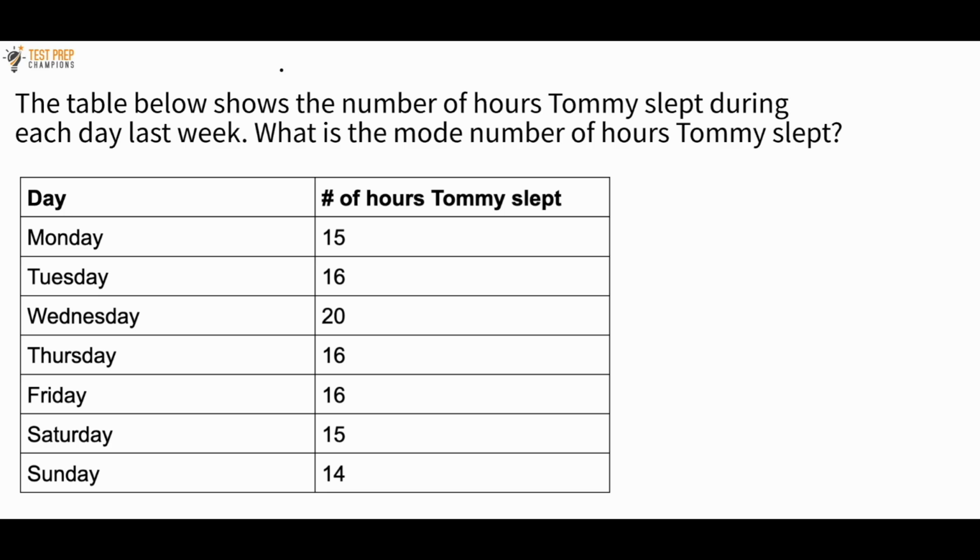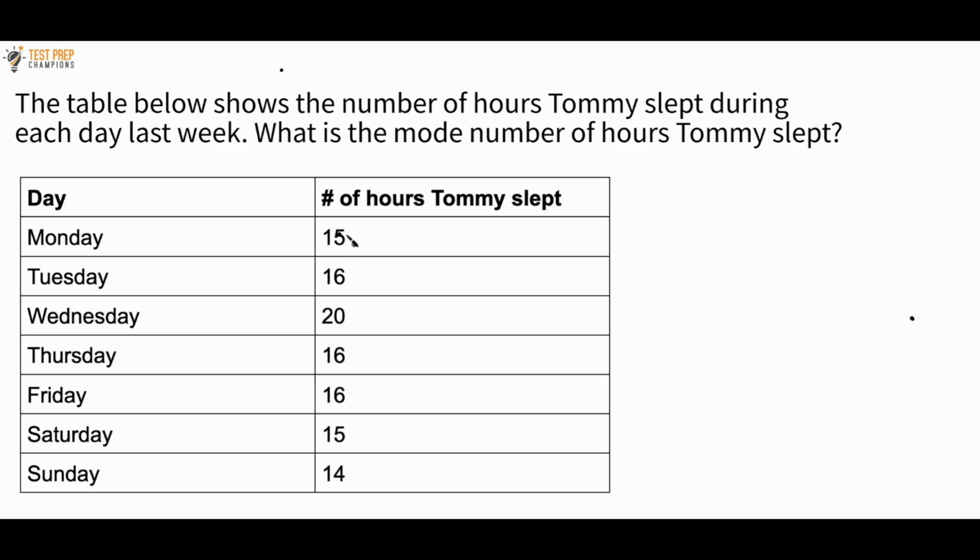Okay, so I didn't actually record the number of hours Tommy slept last week. I just made these numbers up for the purpose of the question here. But anyway, the point is, how do we find the mode? Now, the mode is the most occurring number. So what we want to do is see which number shows up the most.